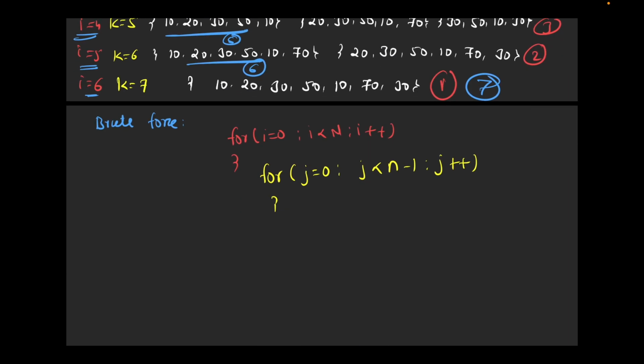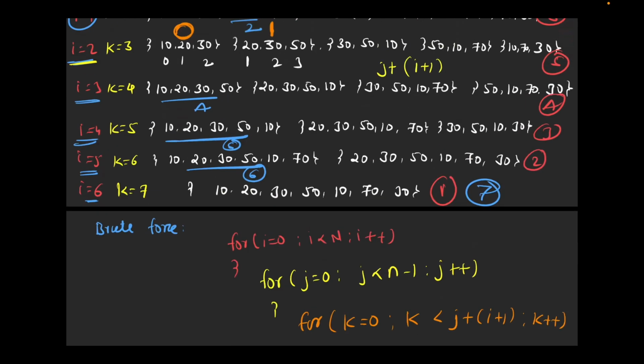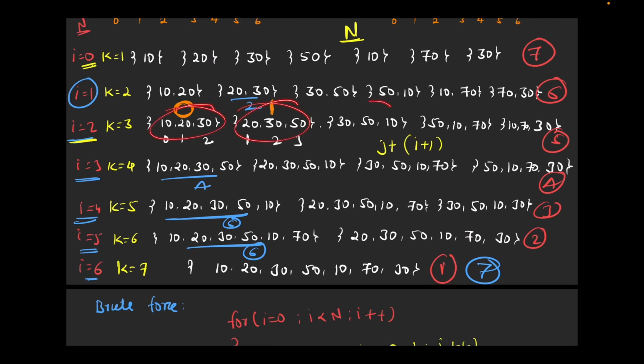So what basically I will do is I will simply run a loop. Let's call it k. So k equals 0. I will go as k is not equal to j plus I plus 1, and I will simply do k plus plus. So this is what a simple code will look like. Now what we need to do is generate all the subarrays and pick the minimum from them.